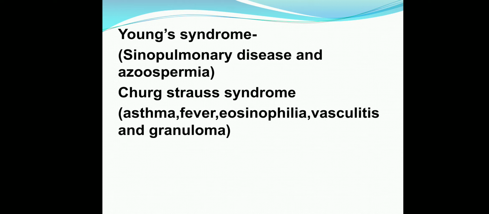Young syndrome is a rare condition that encompasses a combination of sinopulmonary infections and reduced fertility due to azoospermia. Churg-Strauss syndrome is an autoimmune disorder in which all affected individuals have a history of asthma and allergies. Mildly affected individuals develop nasal polyps or skin lesions. Features of this disease are asthma, fever, eosinophilia, vasculitis, and granuloma.